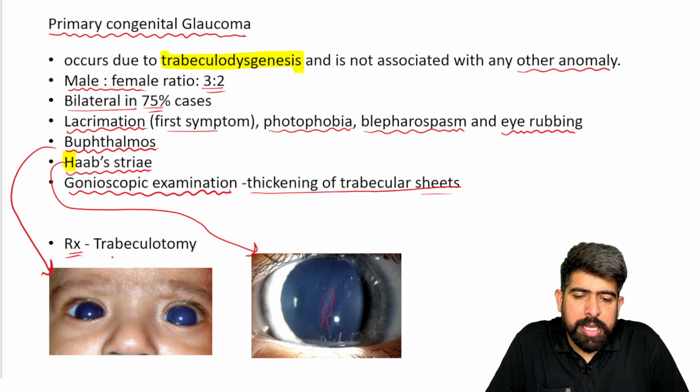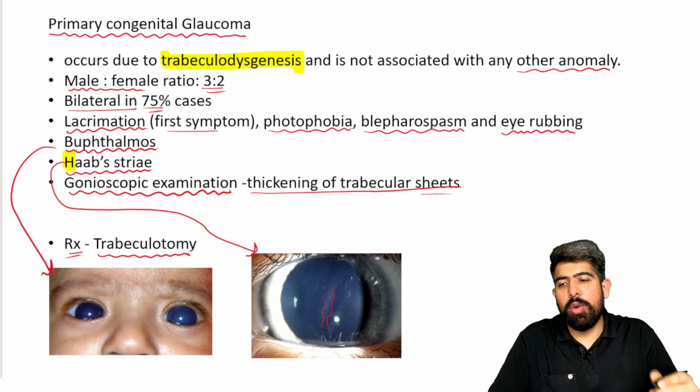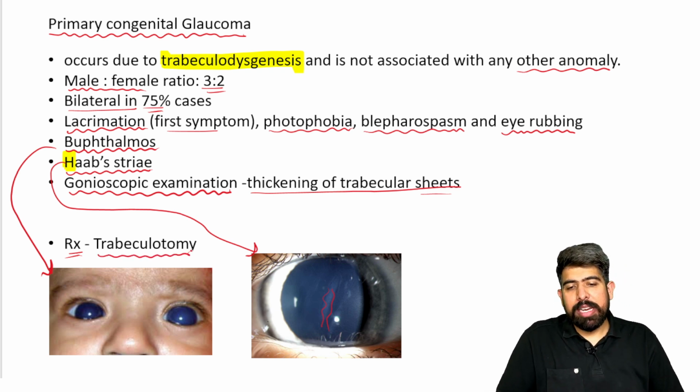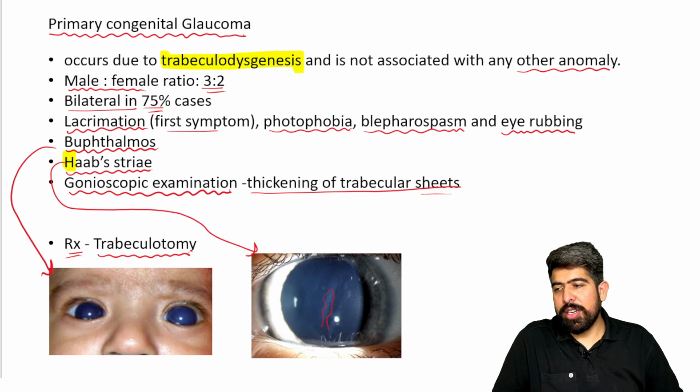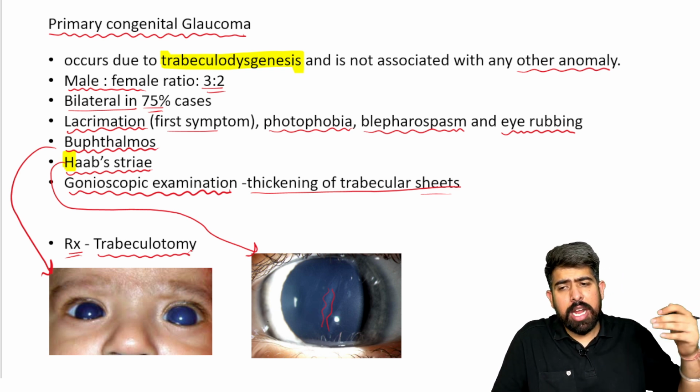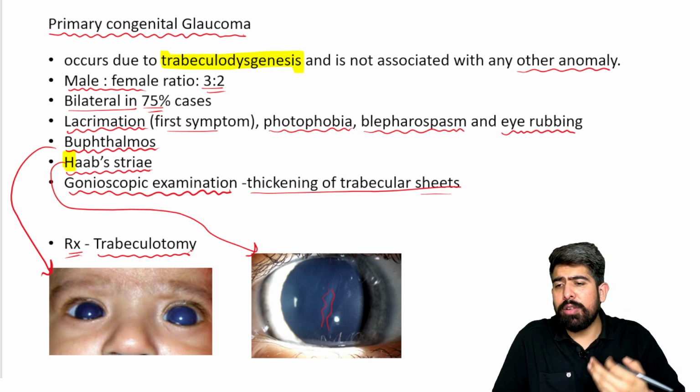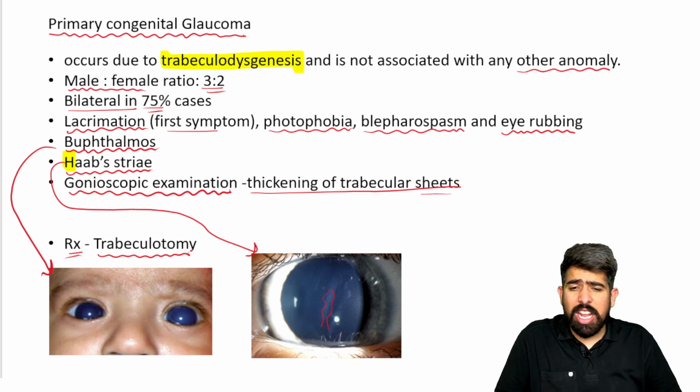And of course, what will be the treatment? You have to do trabeculotomy. It means you have to remove your trabecular meshwork, right? As the trabecular meshwork gets removed, it will be directly connected to your Schlemm's canal. So now from the angle of anterior chamber, all the aqueous fluid will be removed by the Schlemm's canal.